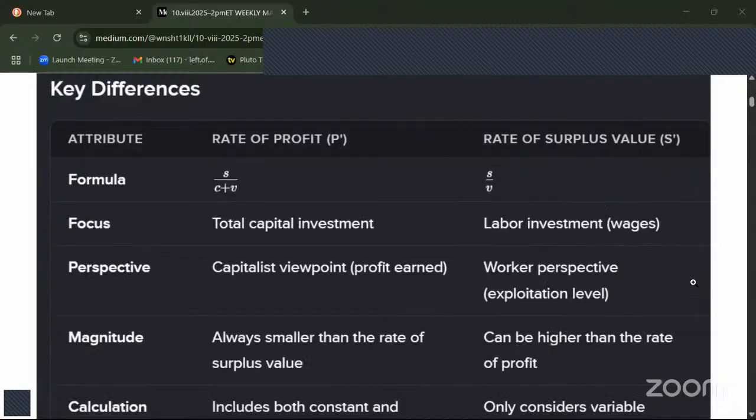The magnitude of the rate of profit is always smaller than the rate of surplus value. Why is that? Well, you can obviously see that just simply because of the variables, right? S over C plus V versus S over V, and then you could move stuff around for a variety of reasons. But the rate of surplus value, of course, can be higher than the rate of profit. So there is an imbalance or an asymmetry. Just the math shows this.